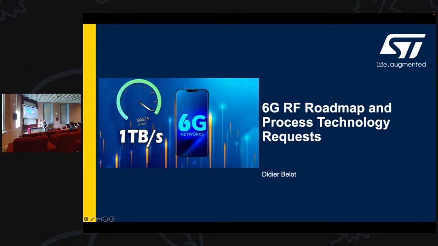Thank you. So I will try to define which would be the 6G RF roadmap, and how the technology process will help to go or not to go to this roadmap. So one key feature of the 6G is data rates. And you can see on this first slide, we target 1 terabit per second.